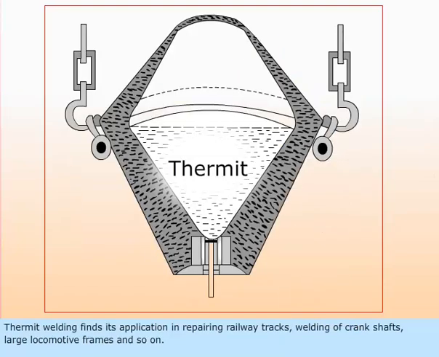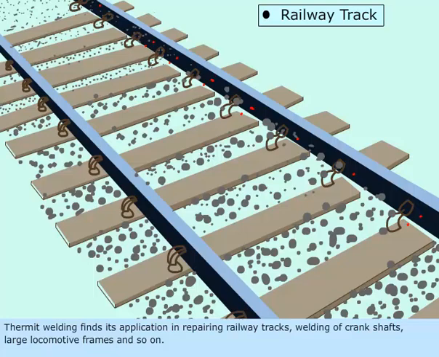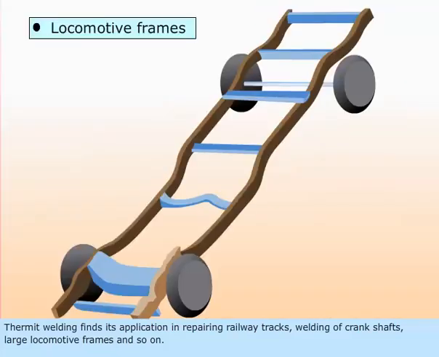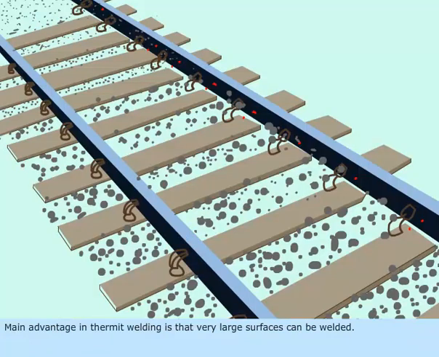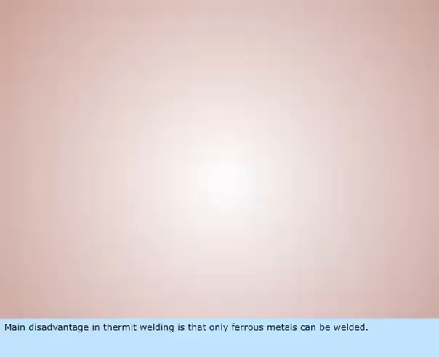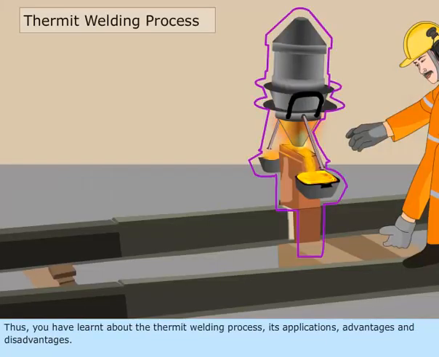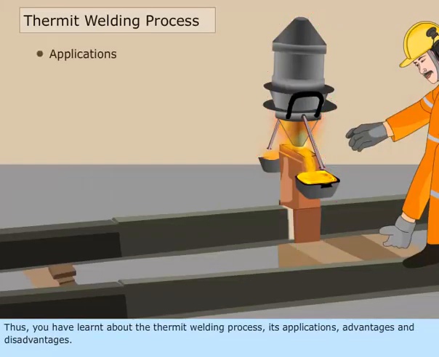Thermite welding finds its application in repairing railway tracks, welding of crankshafts, large locomotive frames, and so on. Main advantage in thermite welding is that very large surfaces can be welded. Main disadvantage in thermite welding is that only ferrous metals can be welded. Thus, you have learned about the thermite welding process, its applications, advantages, and disadvantages.